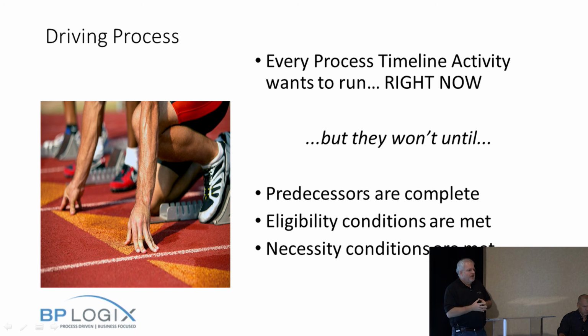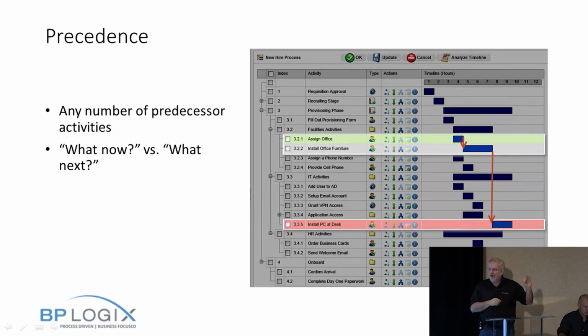That's good because, among other reasons, in process timeline everything wants to run right now. Every activity wants to run right now, but they won't. They have to wait for three things: precedence, eligibility, and necessity.